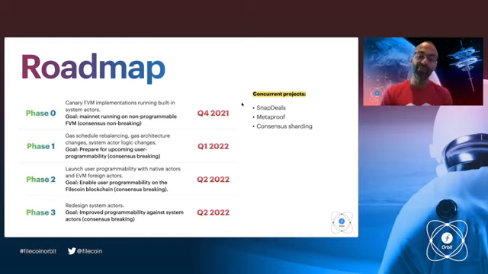And in phase 3, we'll redesign the system actors for improved programmability against them. And this is also going to ship around Q2 2022. There are still many unknowns here, so these timelines might change in reality, but hopefully we'll be able to stick to them, and with your help, we'll be able to figure things out as well.